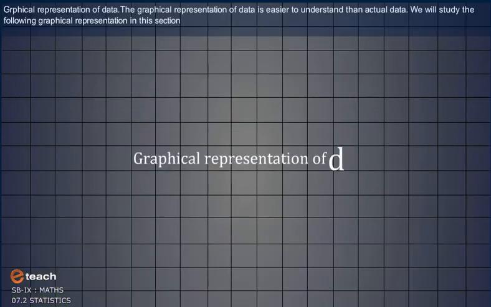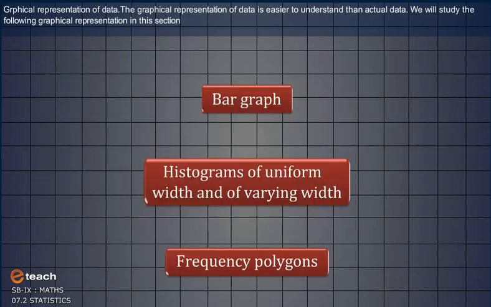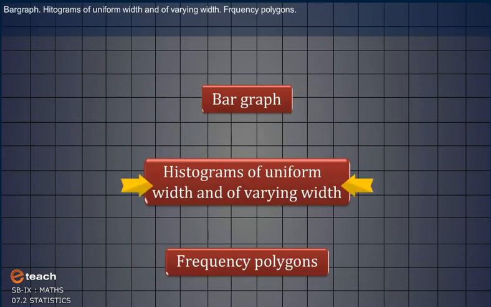Graphical representation of data. The graphical representation of data is easier to understand than actual data. We will study the following graphical representations in this section. Bar graph. Histograms of uniform width and of varying width.